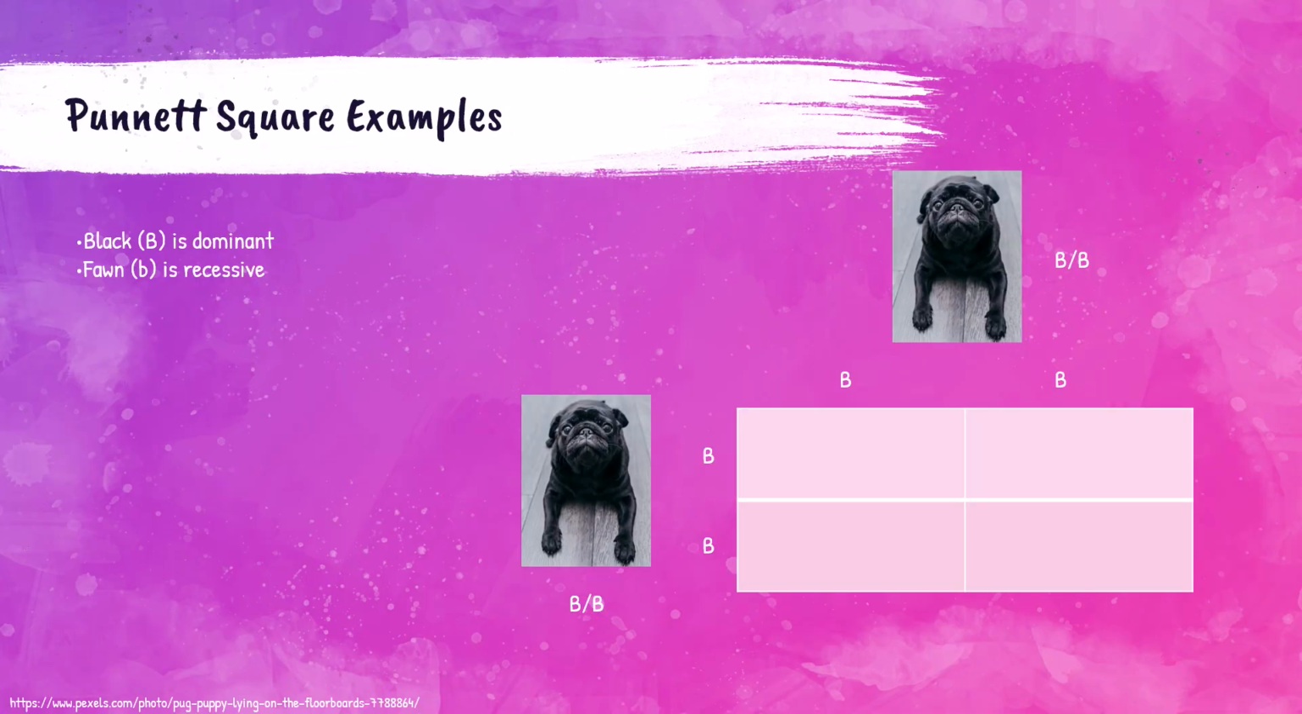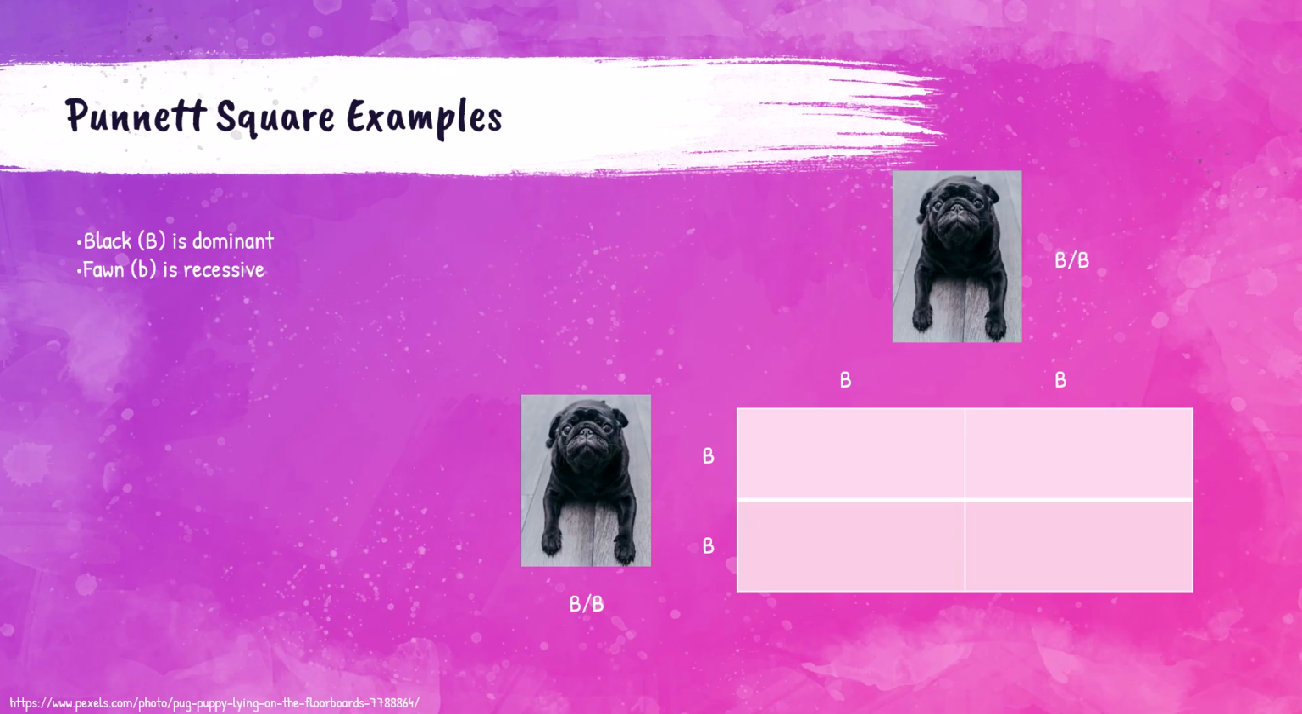Okay, so this is going to be our first Punnett square example. Over in the bottom right-hand corner is a Punnett square, and I'm going to go step by step and show you how to fill these out. Again, we're going to be talking about pugs first, and then I'm going to relate it to blood banking.